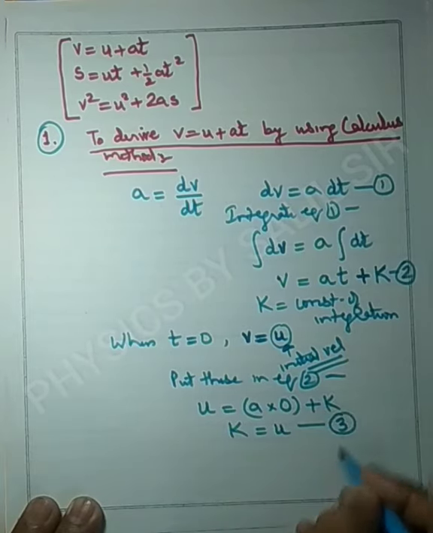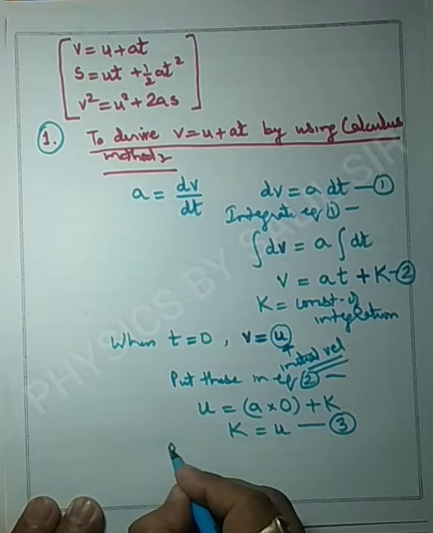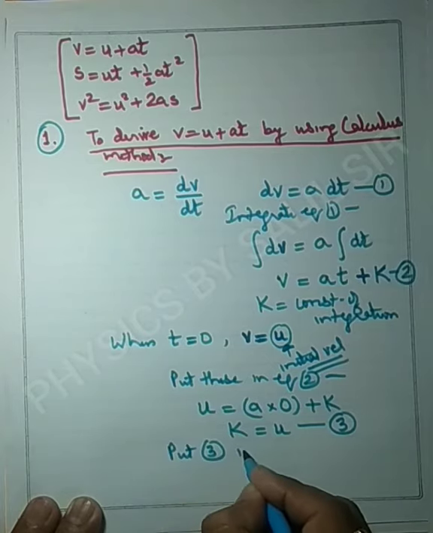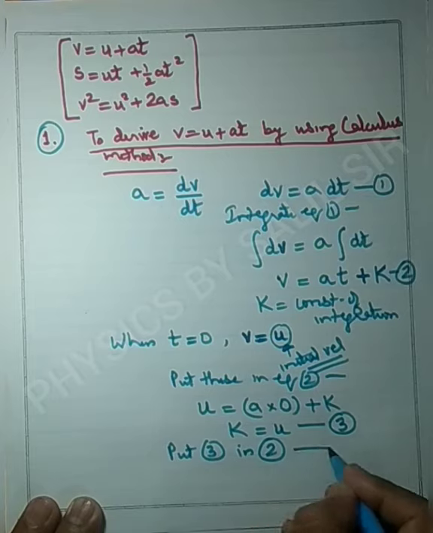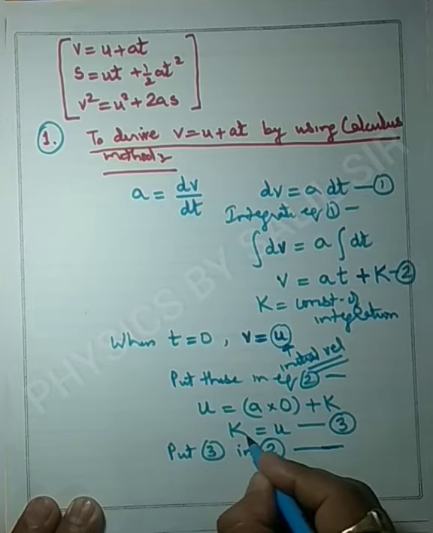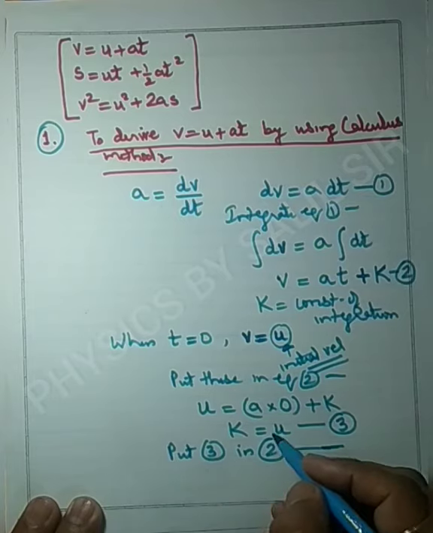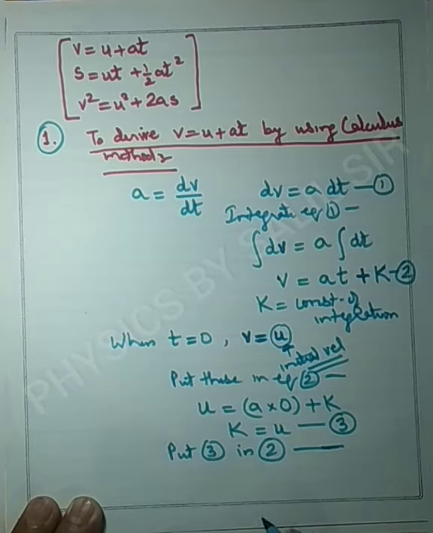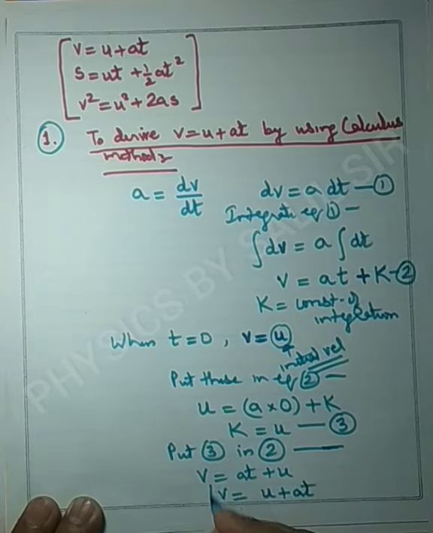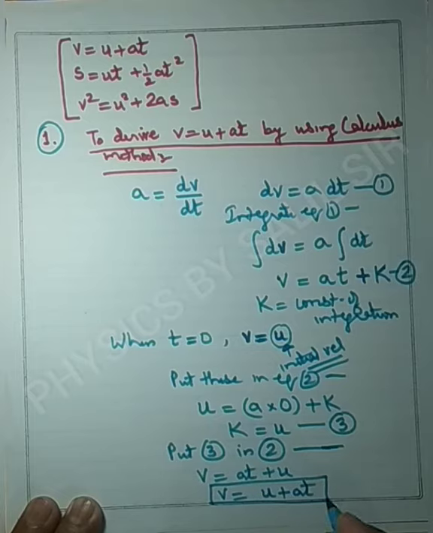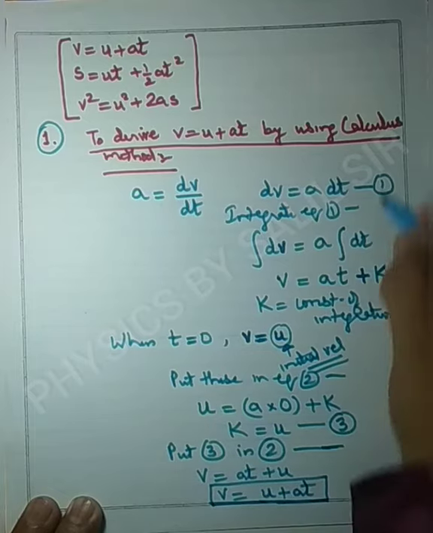Suppose this is third equation. Now if we put this third in second, we can say that the value of constant k is equal to u. So when we put this k is equal to u in the second equation, we will get v is equal to at plus u, and finally rearranging this, we will get v is equal to u plus at. So this is the proof of the first equation of motion by using the calculus method.